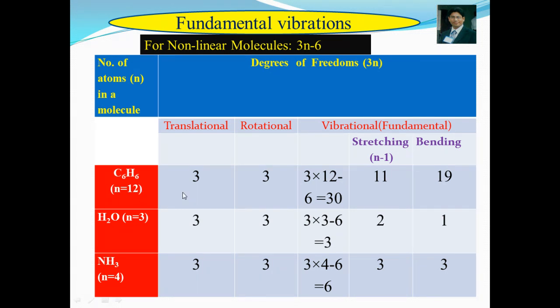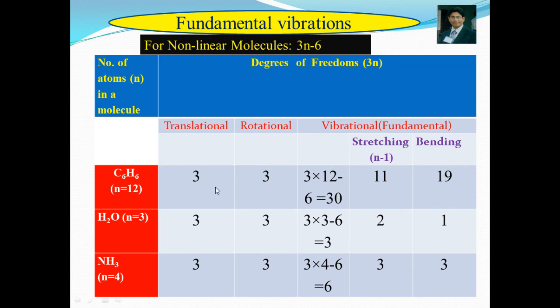Among them, stretching will be n minus 1, that is 12 minus 1, 11. And the rest will be bending, that is 30 minus 11, which is equal to 19. So the number of bending vibrations will be 19.